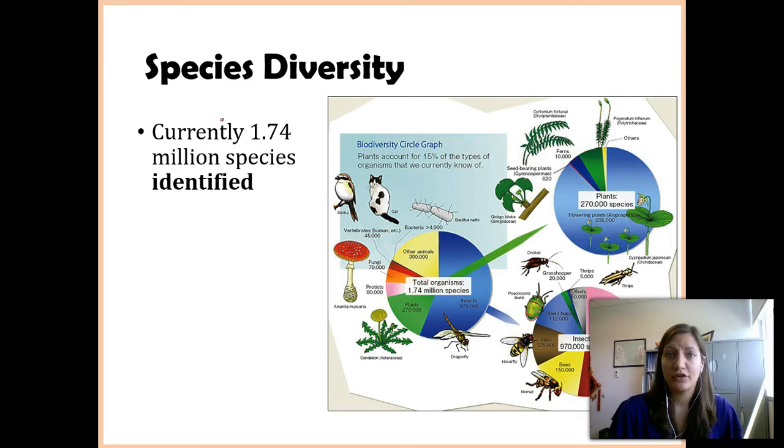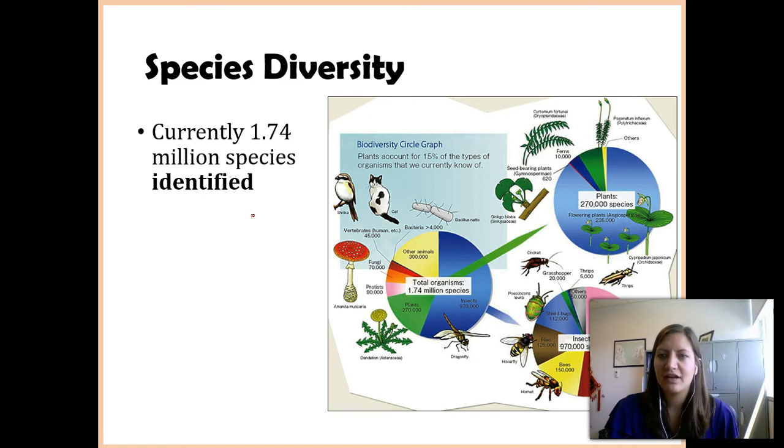So on Earth, we have about 1.74 million species identified. So we could name 1.74 million species. I shouldn't say name. Not all of them have names yet. But that's a lot of species. There are scientists who study all of these, and that could be you one day. One day you could be the person who discovers the 1,740,001 species.